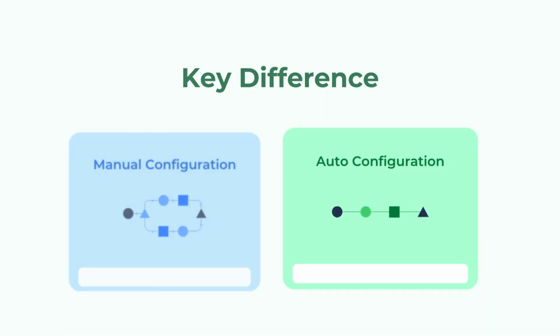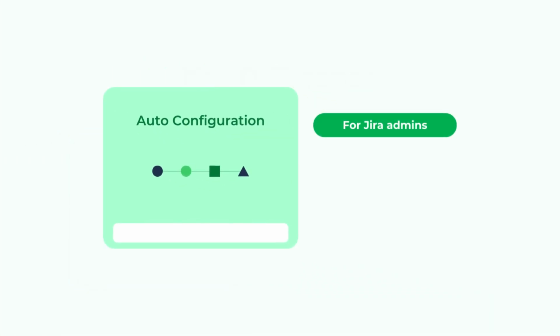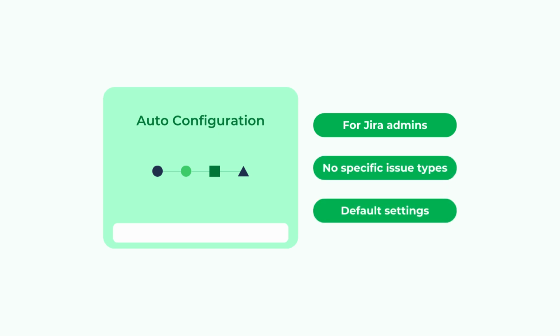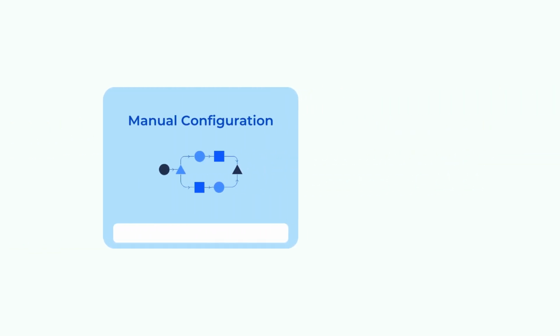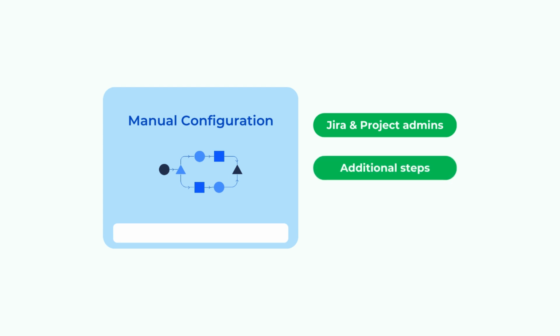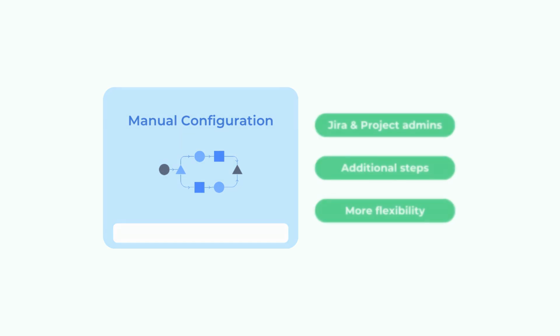To elaborate, auto configuration is for the Jira admins who do not have specific issue types for testing and prefer to use the AgileTest default settings in the setup process. And manual configuration can be used by both Jira and project admins to define and map the issue types with additional steps and require more flexibility when it comes to configuration.